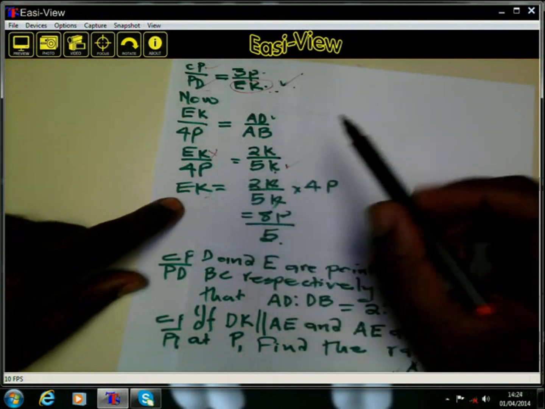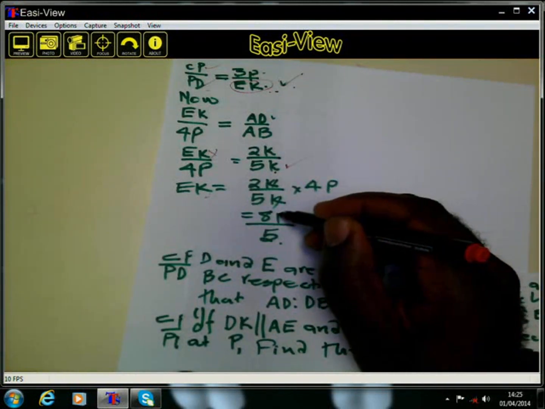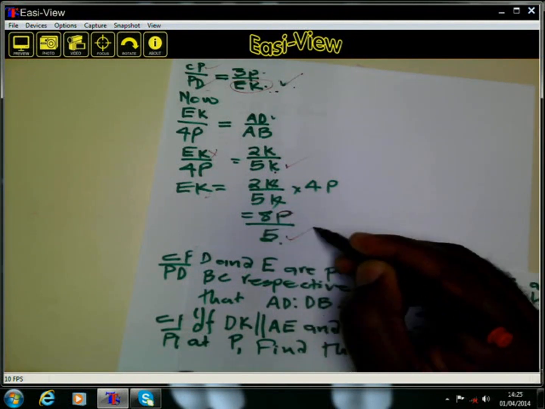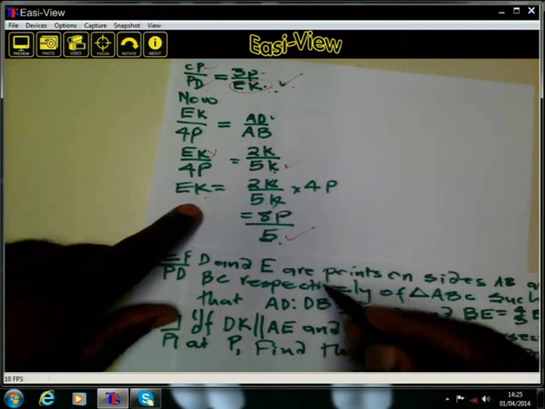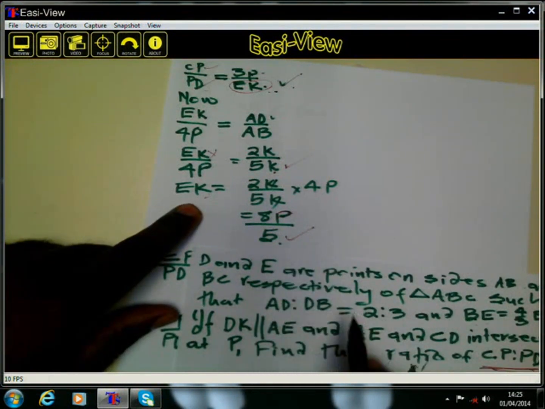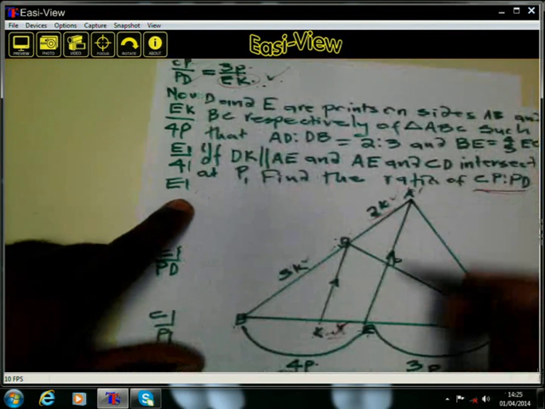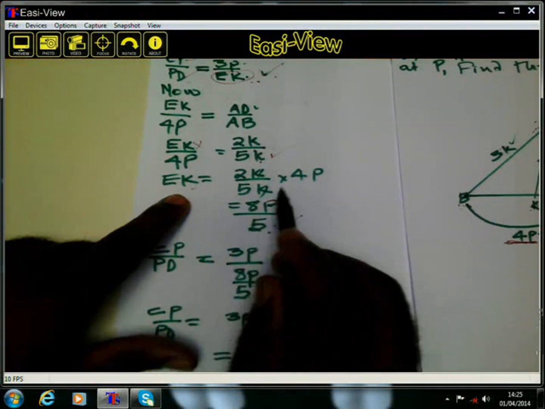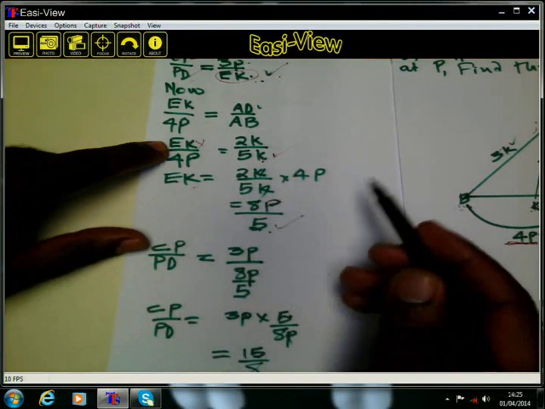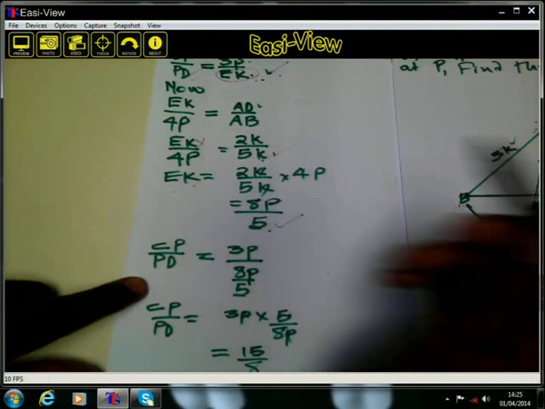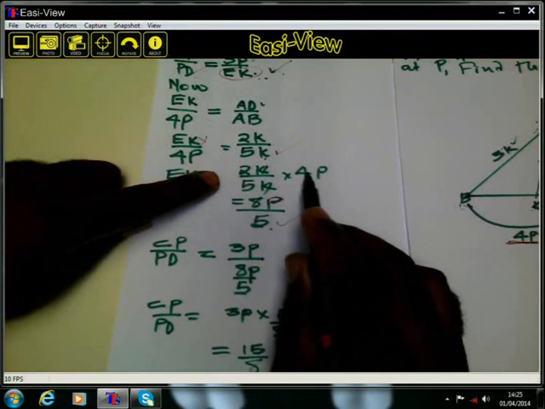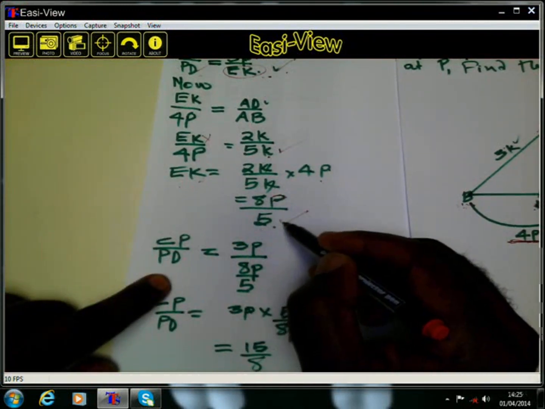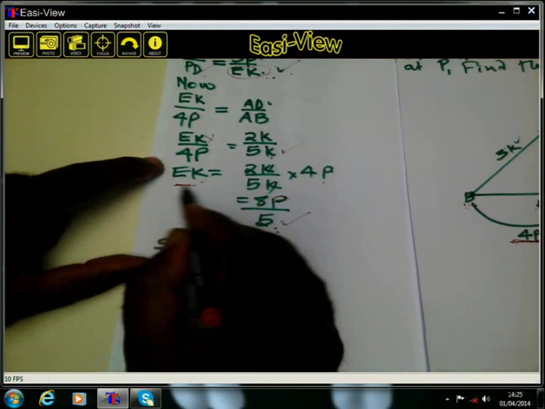Then turning EK the subject of the formula makes EK equal to 8p over 5. That is the value of EK that we have now determined. This is simple mathematics: we just carry on turning EK into the subject of the formula, such that eventually the K cancels the K. It leaves you with 5. 2 multiplied by 4 is 8p. 8p divided by 5. That is going to be the value of EK.